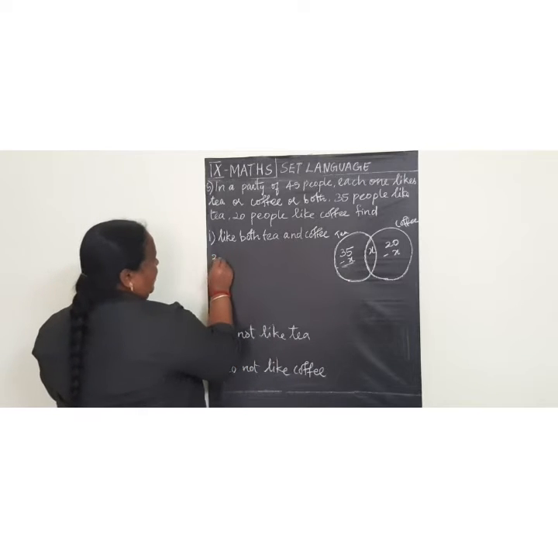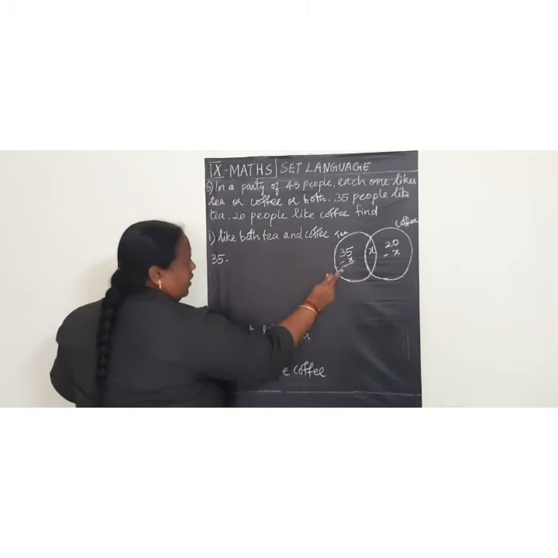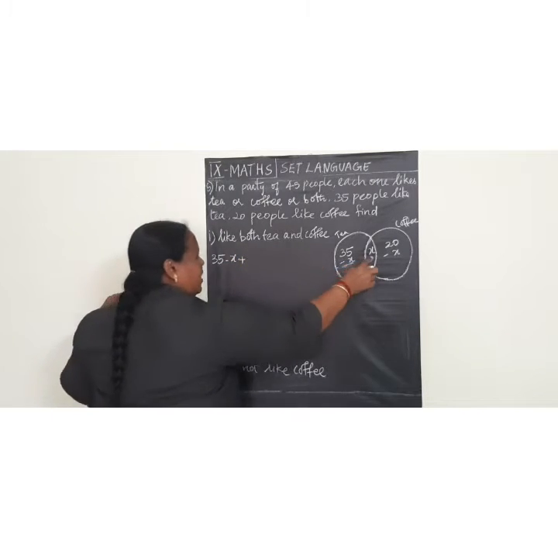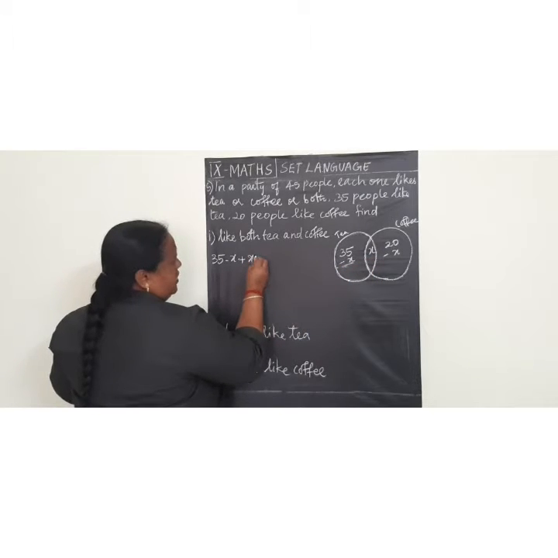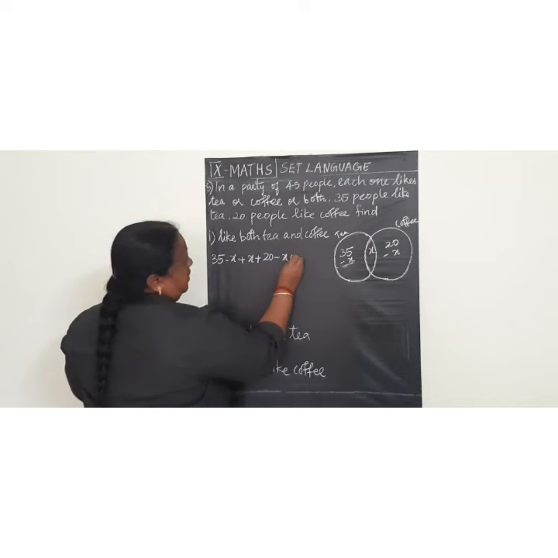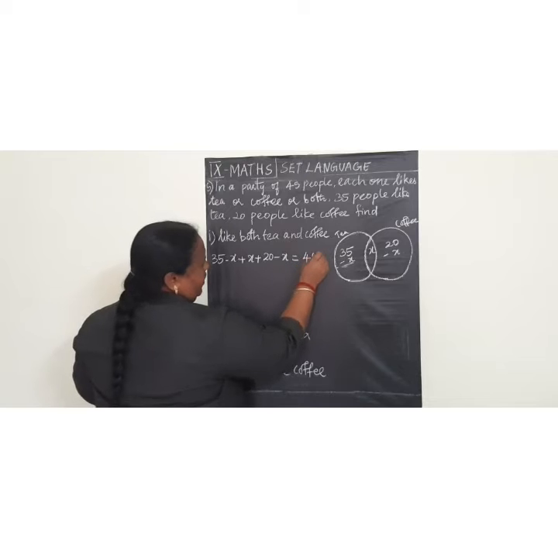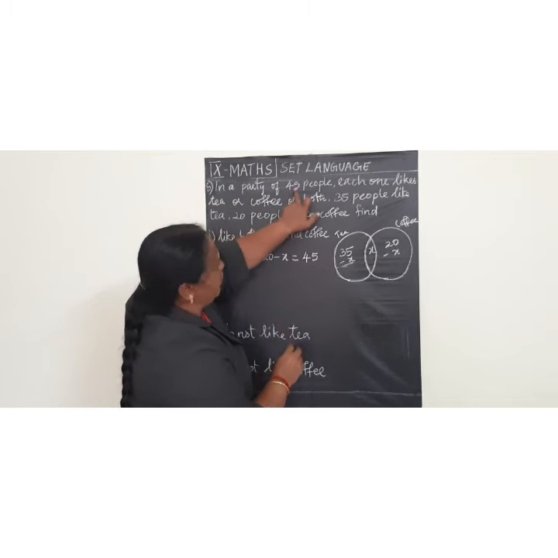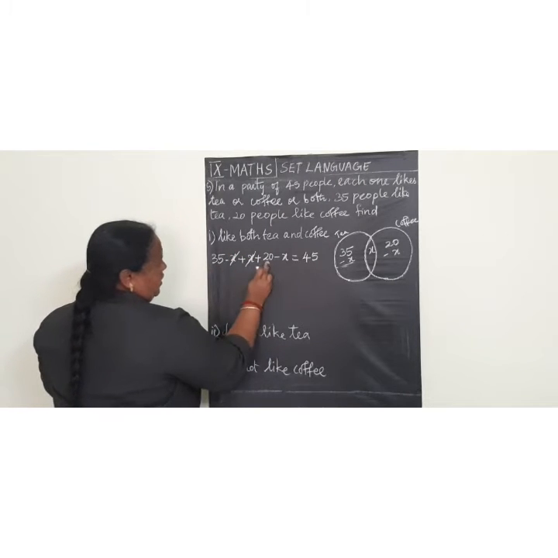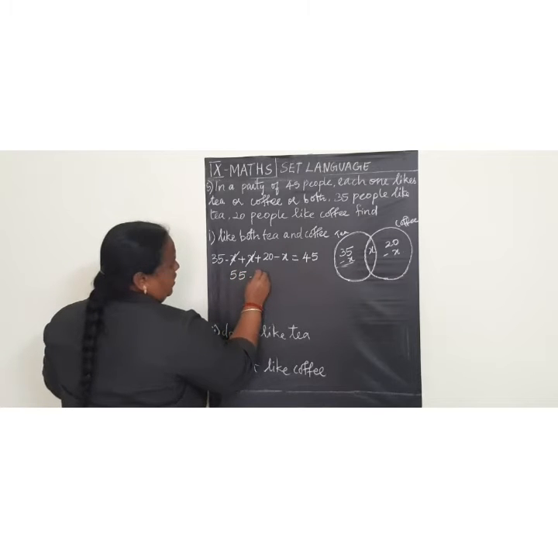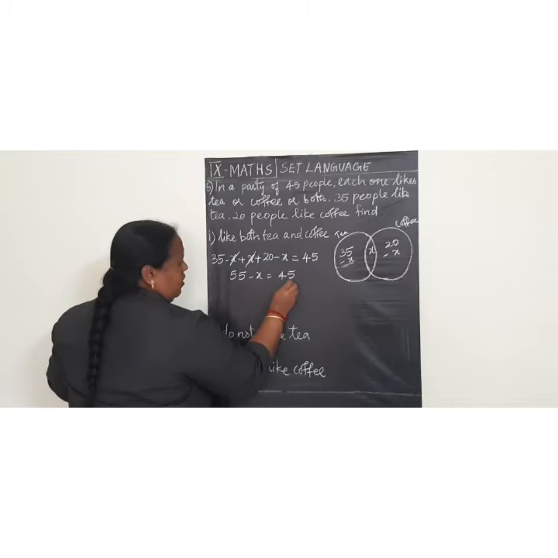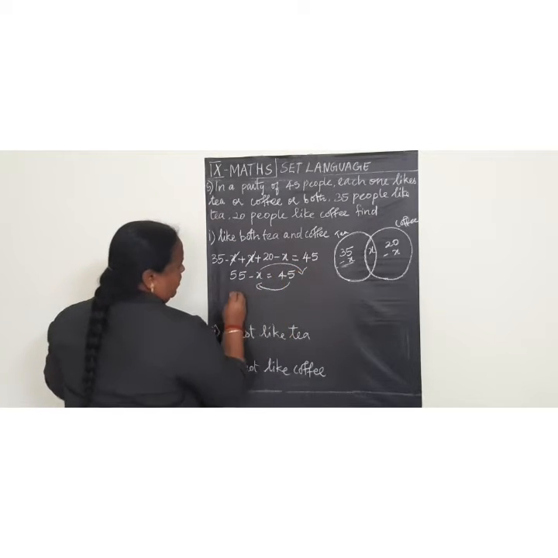So how we have to write it: how many people like only tea, 35 minus x, plus how many people like both tea and coffee, plus x, plus how many people like only coffee, 20 minus x, equal to 45, because they have given the number of people in that party, 45. So plus x minus x will get cancelled. 35 plus 20, 55 minus x is equal to 45. Now bring this 45 to this side, and bring this x to this side. So what will happen now?